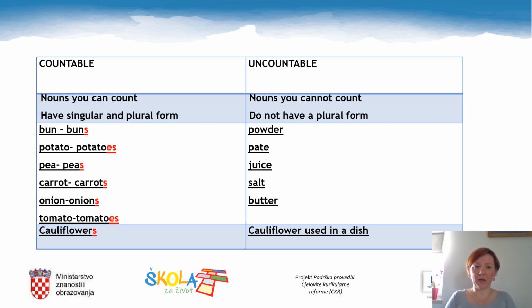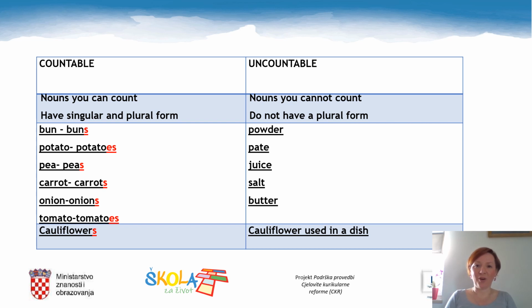I put cauliflower in the countable column and uncountable. Some words in English can be both countable and uncountable, and this is the case with cauliflower or a cabbage, for example. So when you refer to cauliflower in a sentence, for example, oh, I have planted 10 cauliflowers in my garden, then it is countable.